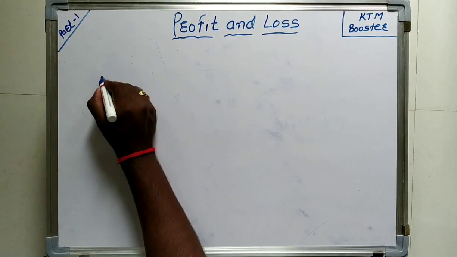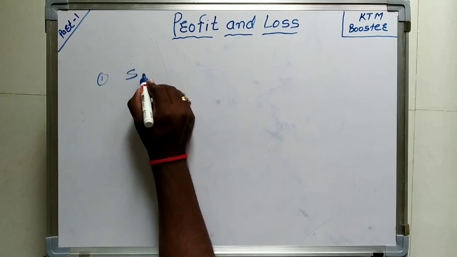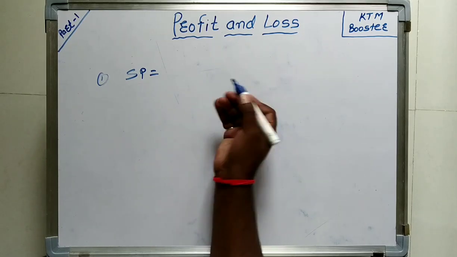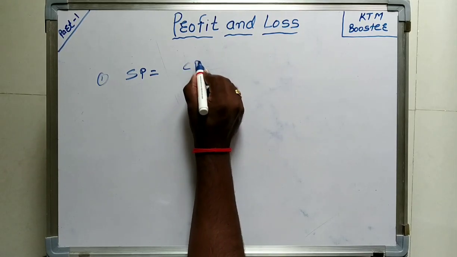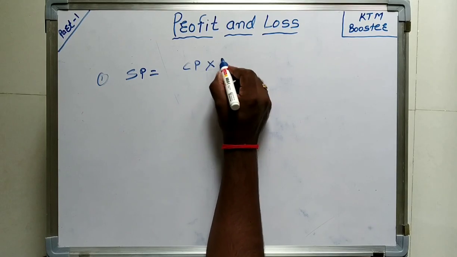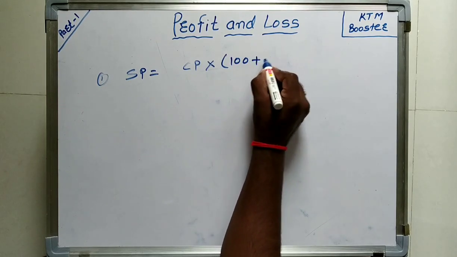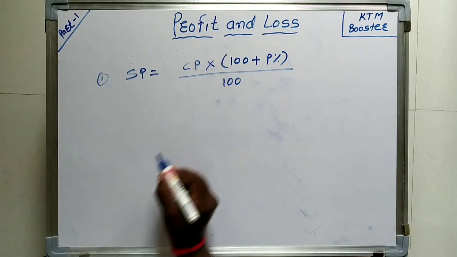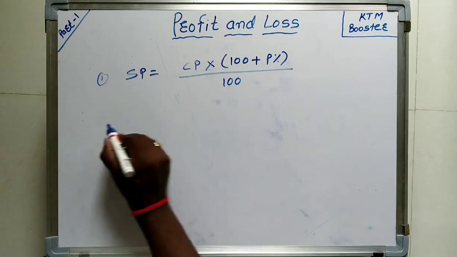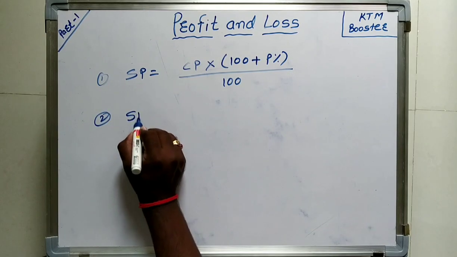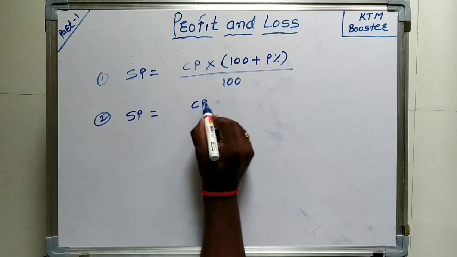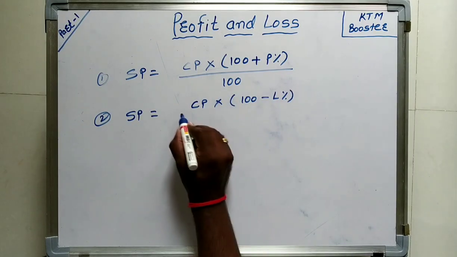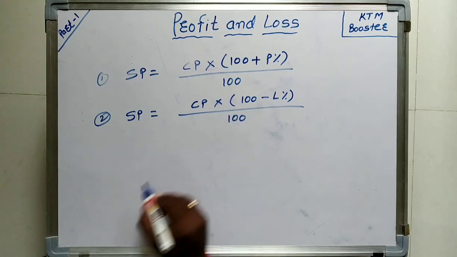So first of all we will see selling price. How to calculate selling price when cost price and profit percentage are given? That is selling price is equal to what? Cost price multiplied by 100 plus profit percent divided by 100, isn't it? When loss percent is given, then SP is equal to CP multiplied by 100 minus loss percent divided by 100, isn't it?